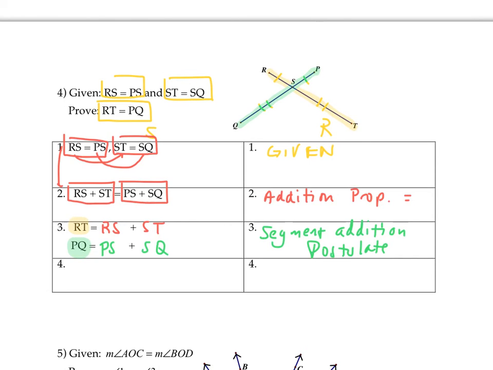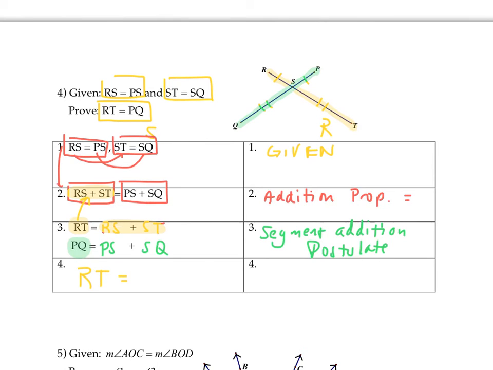Okay, if we take a look, now we're ready to do some substitution. Notice up here in line 2 that this says RS plus ST. And here we have RS plus ST. RS plus ST is equal to RT. So what you're going to do is take RT and put it in place of RS plus ST.